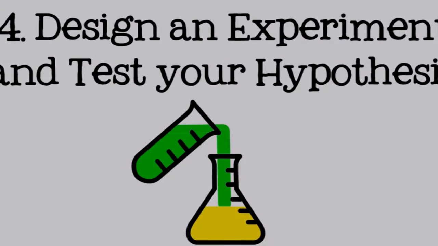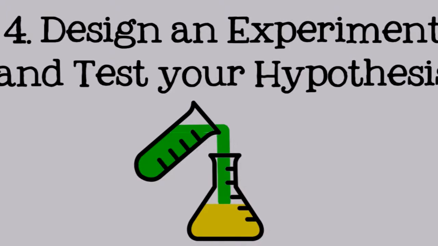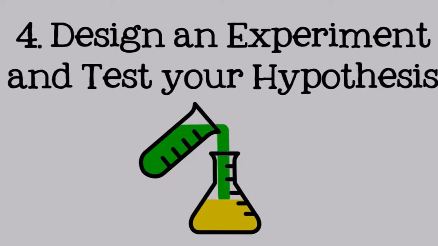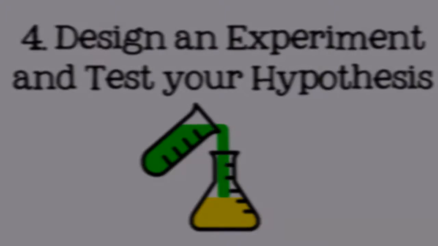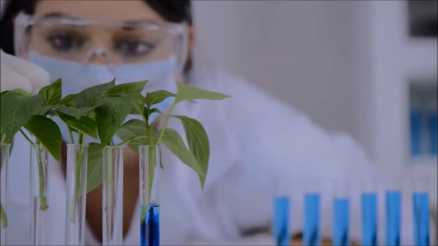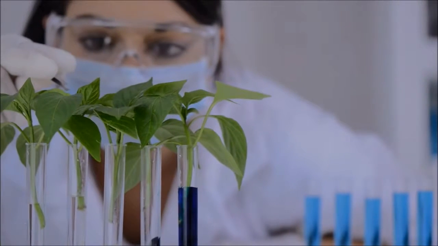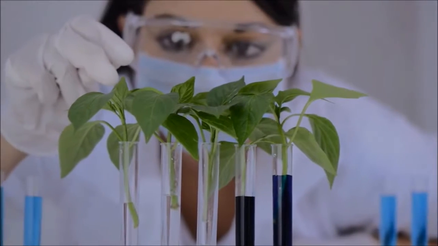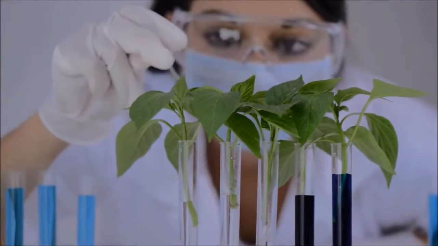Every hypothesis should be tested by an experiment in which only one variable is changed. This type of experiment is called a controlled experiment. The variable that is deliberately changed is called the independent variable, and the variable that is observed and that changes in response to the independent variable is the dependent variable.